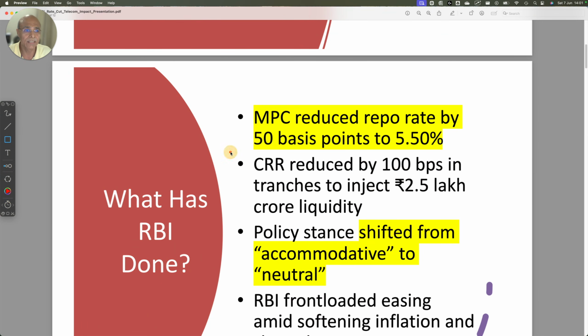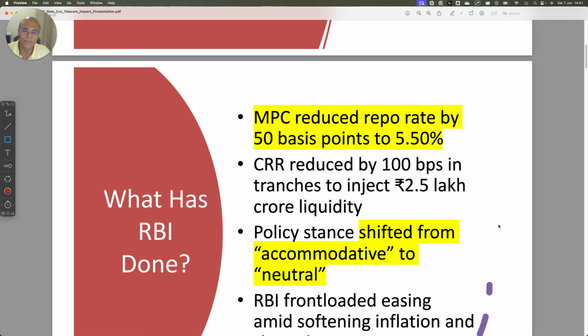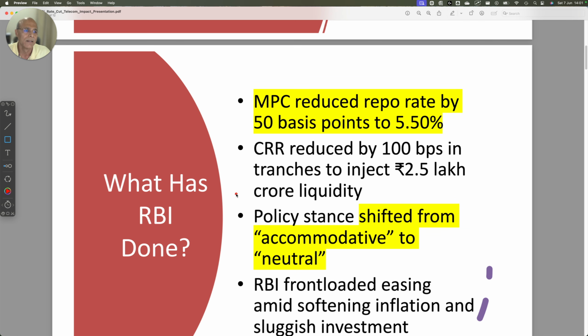Now, CRR has been reduced. I'm not going to talk about CRR. It's called cash reserve ratio. What is the purpose of cash reserve ratio? Just to pump more liquidity. Earlier, it was set at, I think, 5.5%. Now it is 4.5%. So the policy stance has shifted from accommodative to neutral.